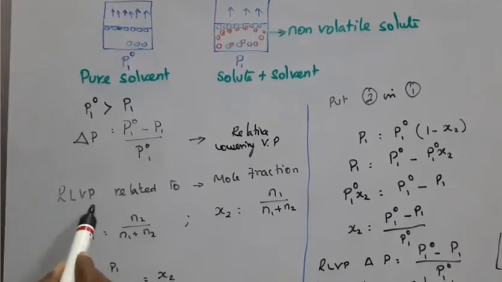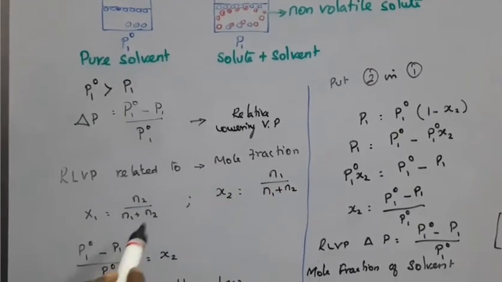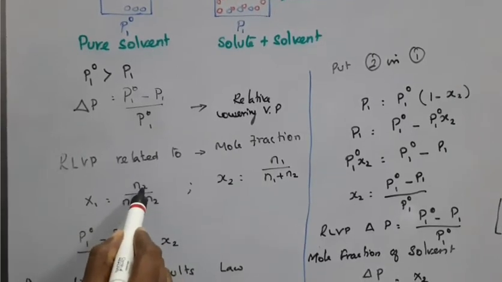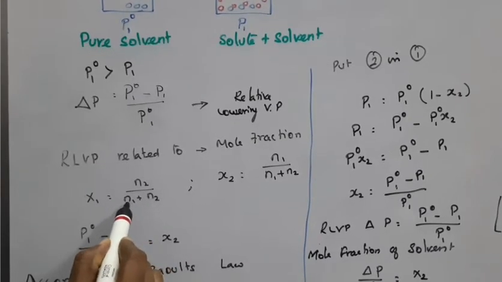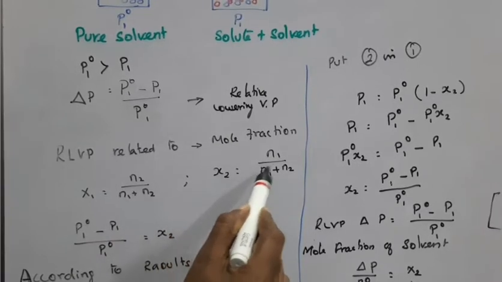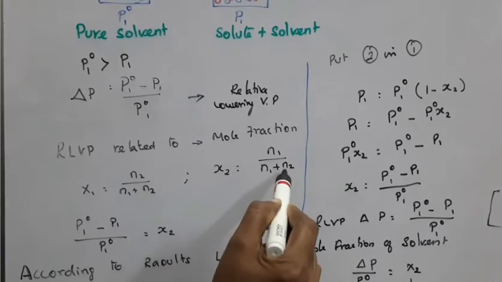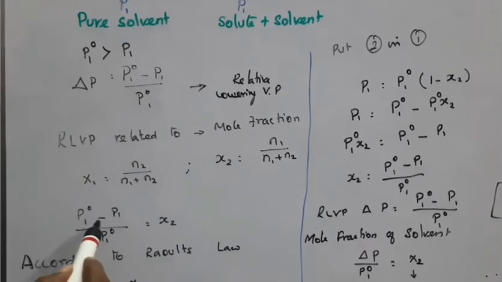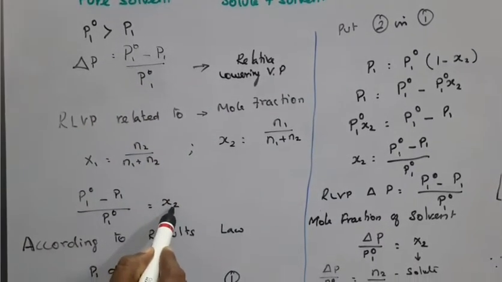Okay, so this relative lowering of vapor pressure is related to the mole fraction. Mole fraction means, suppose we are calculating, the number of moles of solvent divided by the total number of moles of solute plus solvent. At the same time, x2 equals the number of moles of solute divided by the number of moles of solute plus solvent present in the solution, that is n2 by n1 plus n2. So the relative lowering of vapor pressure equals the mole fraction of the solute.